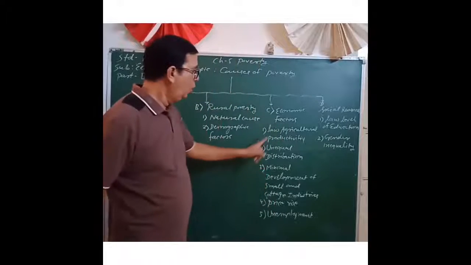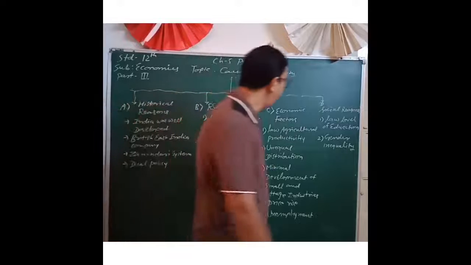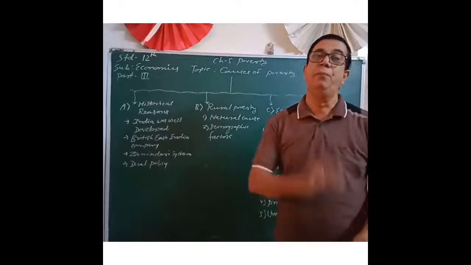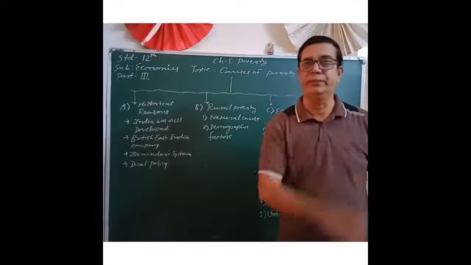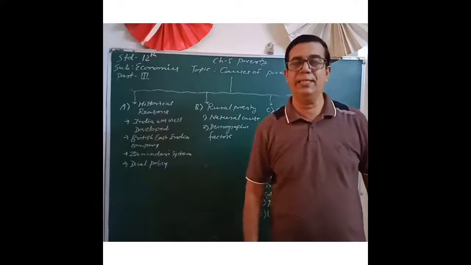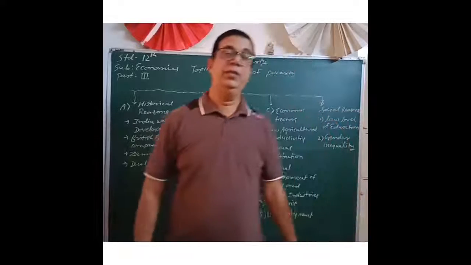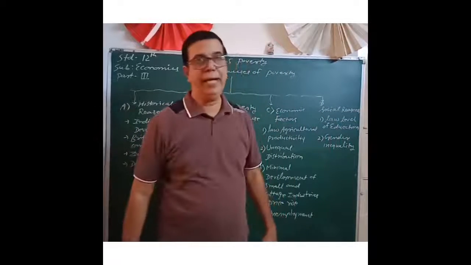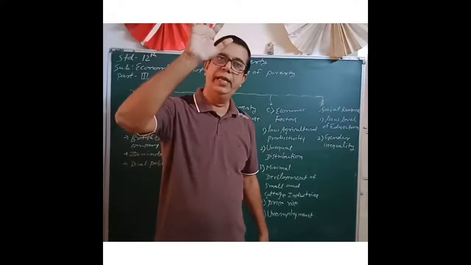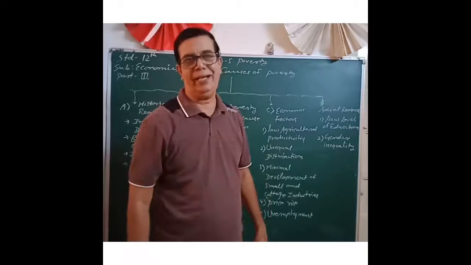Now the first is low agriculture productivity. What is the meaning of agriculture productivity or land productivity? Per hectare production in a year is known as productivity of land. So in India, this is very low. Why? The main reason is there is no facility of irrigation. The farmers depend on rain.